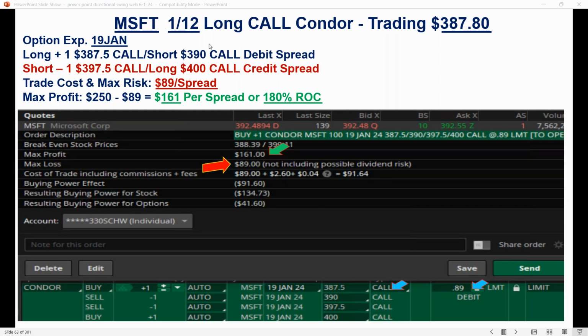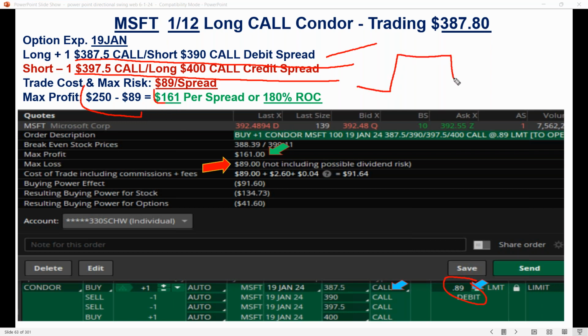So we did this as what we call a long call condor. Basically this was buying the 387.5 call, selling the 390 call, a debit spread against a credit spread we added at 397.5 and 400. So a $2.50 wide spread. Our cost on the trade was 89 cents, or 89 bucks. The potential was, if it goes out between our spread right in here, we'd make $161, a 180% return. But the big thing is low risk.